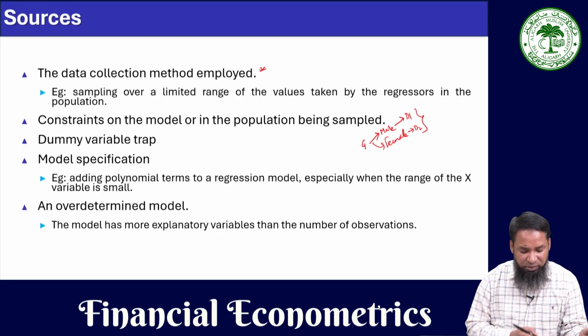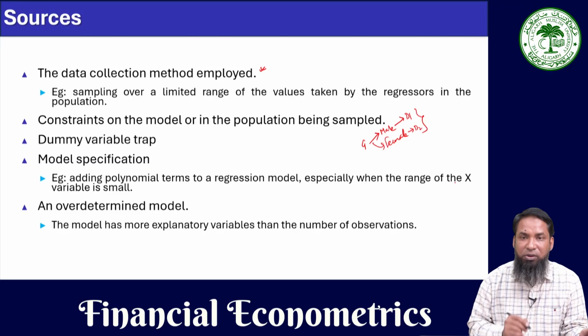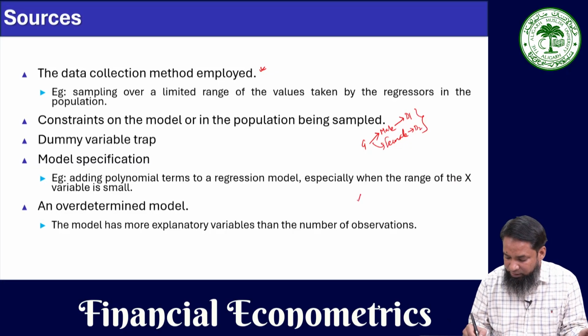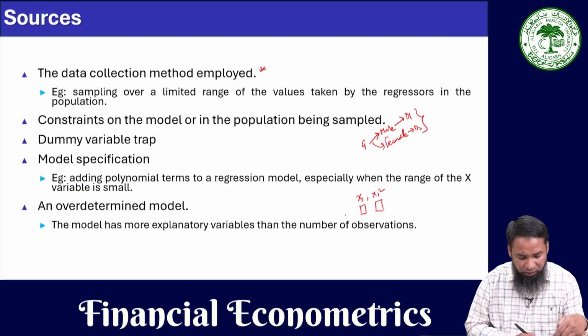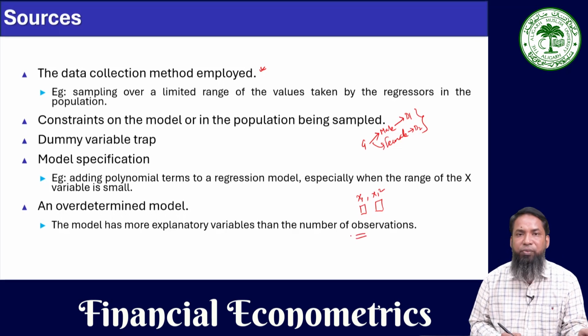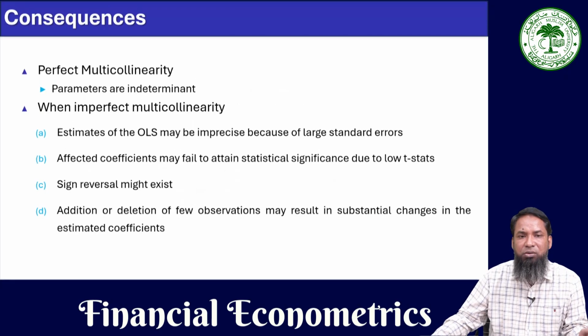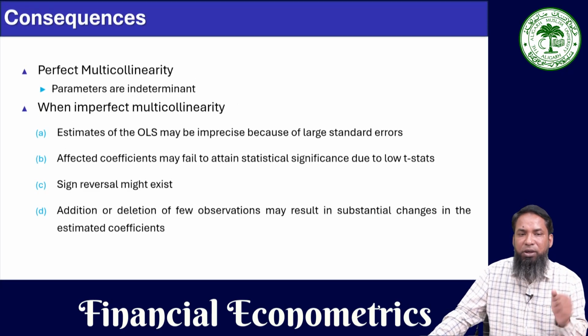Model specification, for example adding polynomial terms to a regression model, especially when the range of the x variable is very small. That means if you are adding x1, then you are also adding x square where you have a very small number of observations. An overdetermined model, where the model has more explanatory variables than the number of observations, will also face the problem of multicollinearity. So these are certain sources due to which we will face the problem of multicollinearity.